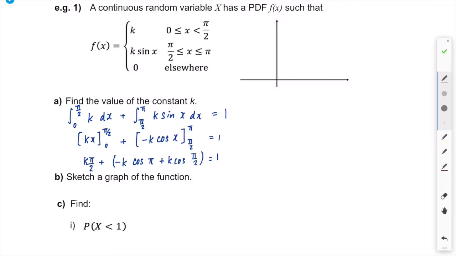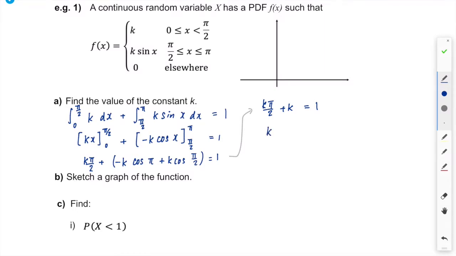So let's move to the side to continue. I have k pi over 2. Cos pi is negative 1, so plus k. Cos pi over 2 is 0, so that's equal to 1. I can factor out k here.